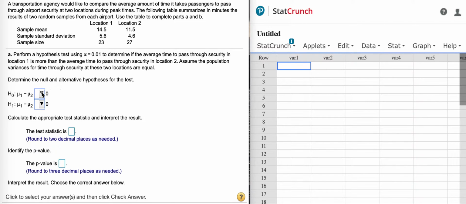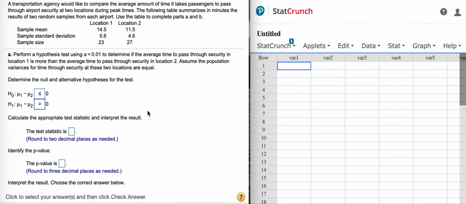So here, we're trying to argue that the mean time for location 1 is greater, so the null hypothesis would be less than or equal to, and our alternative, what we're trying to show, would be that it's greater than. If you think about putting the mu2 on the other side, that would be mu1 is greater than mu2.